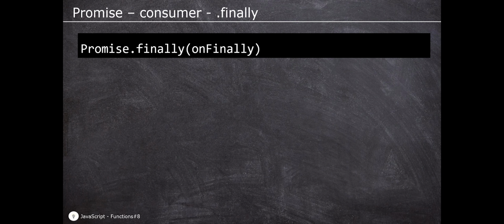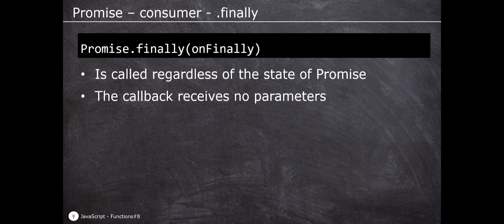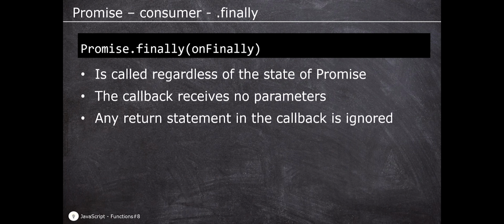Coming to the next, finally, now this method is called regardless of the state of a promise. This too accepts a callback and that receives no parameters, and the callback should not return anything. In case it does, it is ignored. Now let's see the implementation with the help of an example.